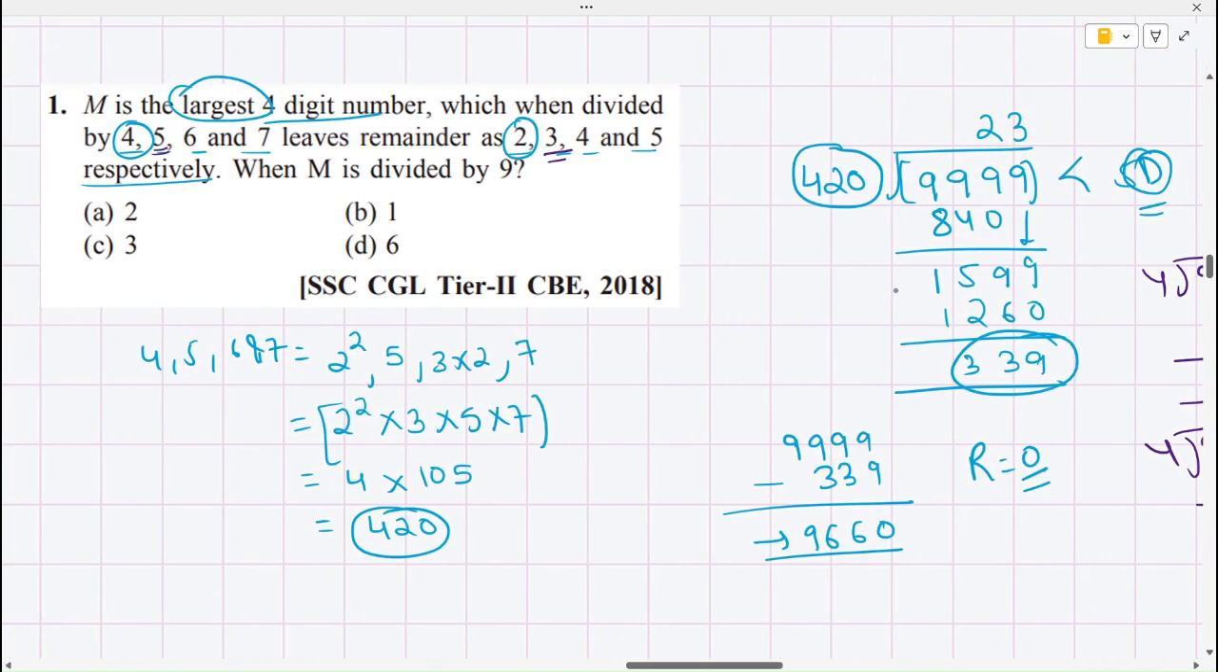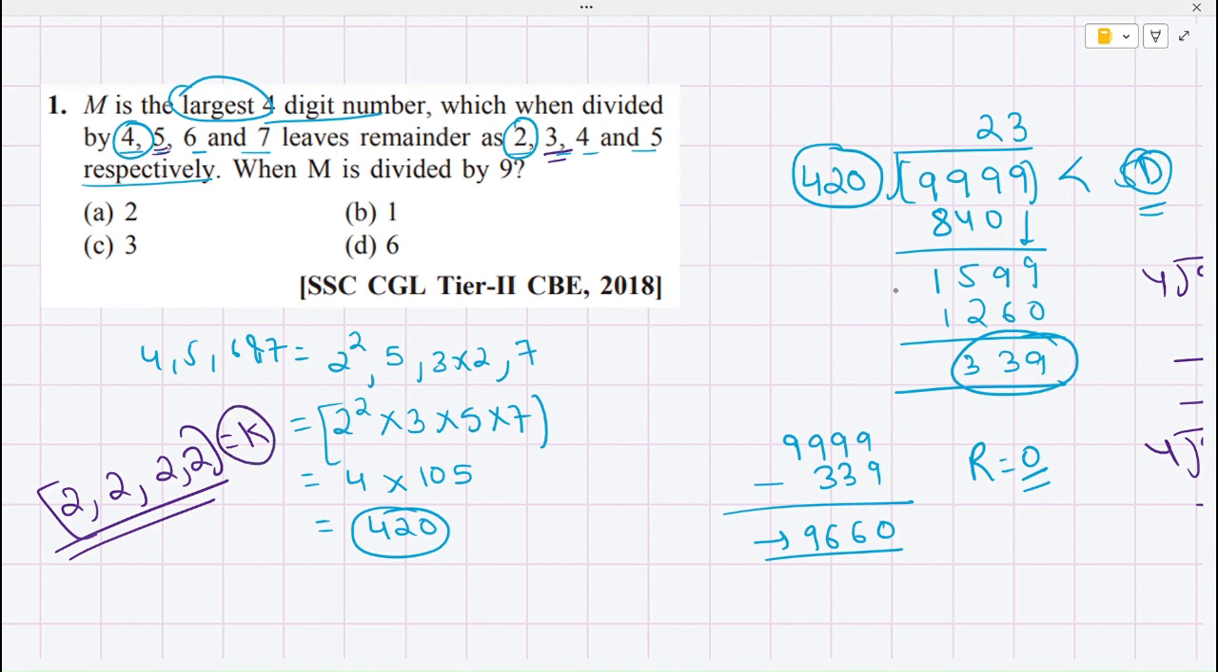And for that, in these types of questions, it will for sure be the case that the difference between the divisors, for example 4, 5, 6 and 7, and their respective remainders, that is 2, 3, 4 and 5, will be the same. So if we subtract 2 from 4, we'll get 2. If we subtract 3 from 5, we'll get 2. Again, in case of 6, if we subtract 4 from 6, we'll get 2. And in case of 7 and 5 also, we'll get 2. Which means that 2 is the common difference.